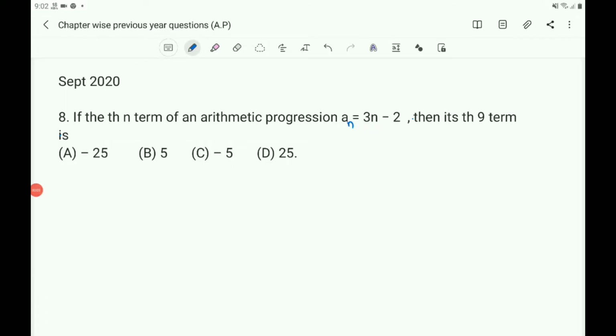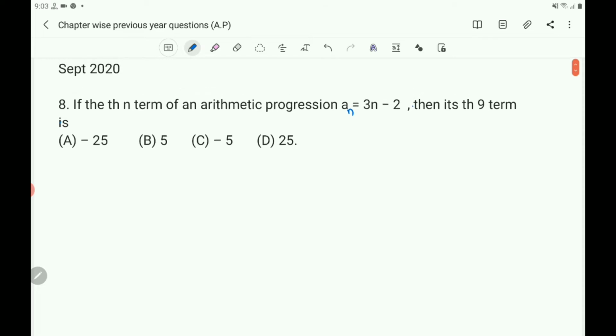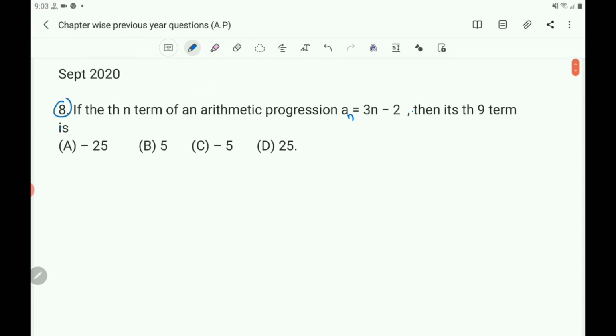Children, this is a chapter-wise previous year question paper solution. Let us take the chapter arithmetic progression, and first the questions from the September 2020 question paper, which is a supplementary exam. The eighth question, question number 8, is a question of arithmetic progression. So you take that one.